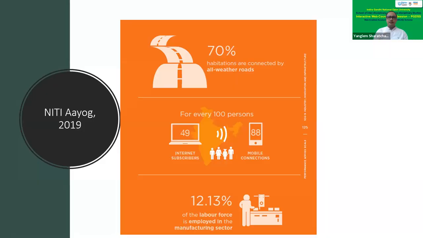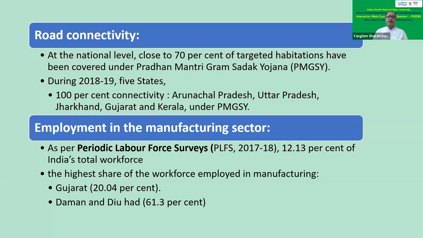As per the NITI Aayog 2019 report, 70% of our habitations are connected by all-weather roads. For every 100 persons, 49 have an internet subscription and 88 have a mobile connection, and 13% of the labor force is employed in the manufacturing sector. At the national level, close to 70% of the targeted habitations have been covered under the Pradhan Mantri Gram Sarak Yojana. As per the Periodic Labour Force Survey, 12.13% of India's total workforce is employed in manufacturing.